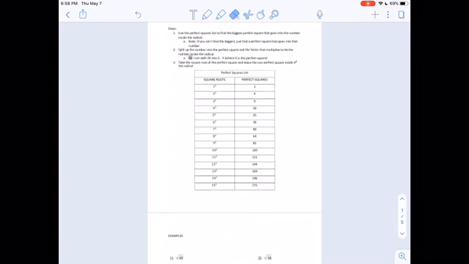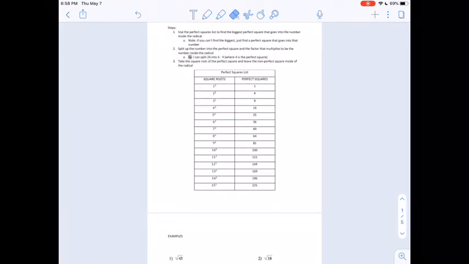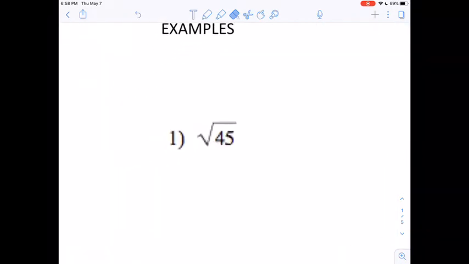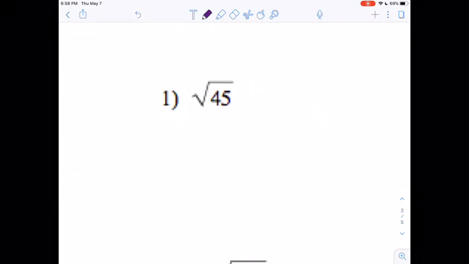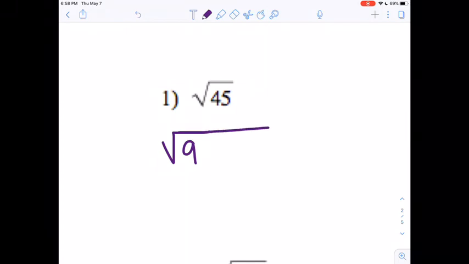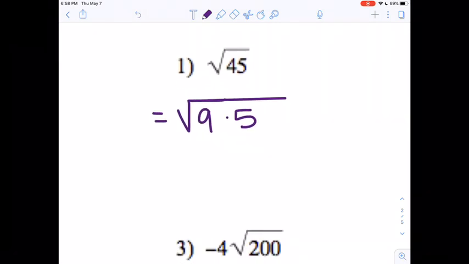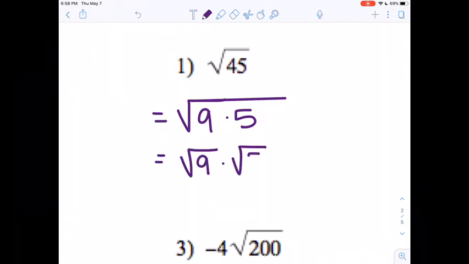So what you're going to do is split up 45 into 9 and whatever multiplies by 9 to make 45. Okay, so that's what step 2 means. Split up the number into the perfect square and that factor that multiplies to be that number. So I'm going to break up 45 into the square root of 9 times 5, right? Because 9 times 5 is 45. Now, I know how to take the square root of 9. So you could actually split this up like this: the square root of 9 times the square root of 5. Okay, that's saying the same thing.